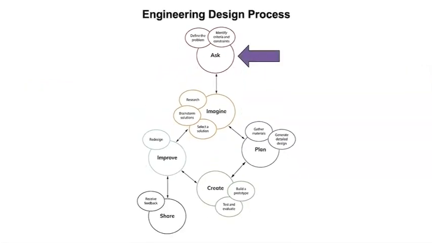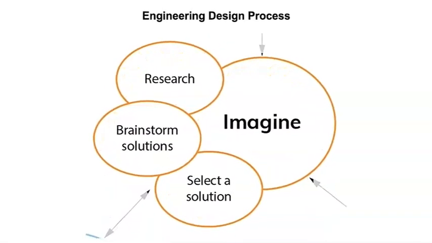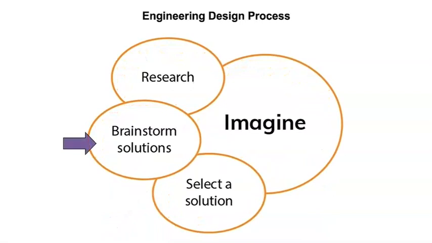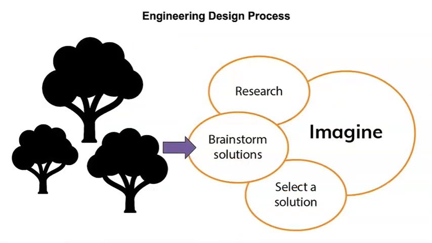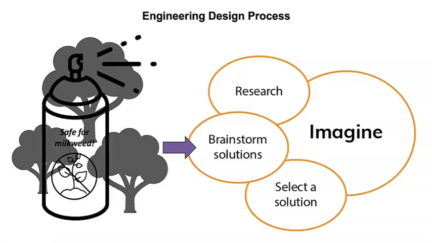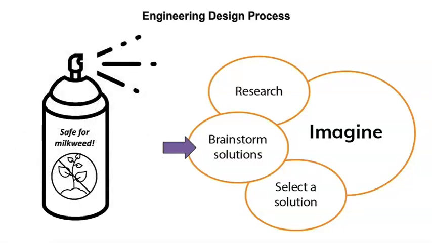After the ask stage of the engineering design process is the imagine stage. Close your eyes and brainstorm with me for a moment. Can you think of any solutions for the problems monarchs face? Maybe we could plant new trees in the forest where the monarchs spend their winter. Or maybe we could find another kind of weed killer that doesn't kill milkweed. After this lesson, you will record possible design solutions and answer questions about the solution you think will work best.